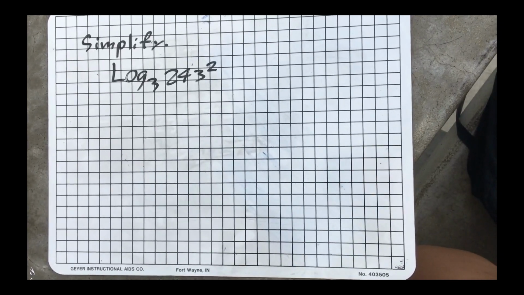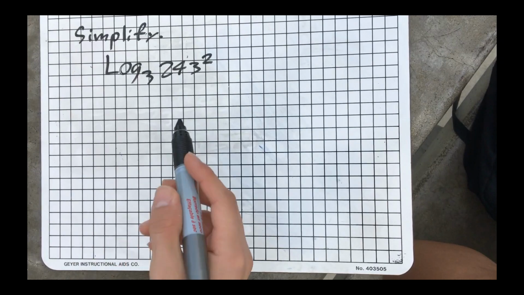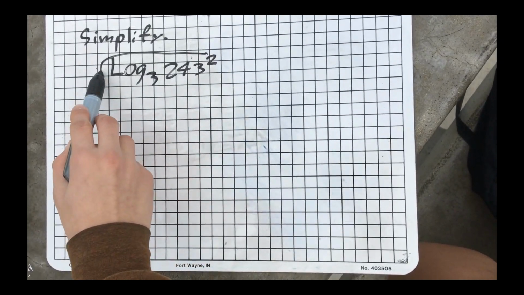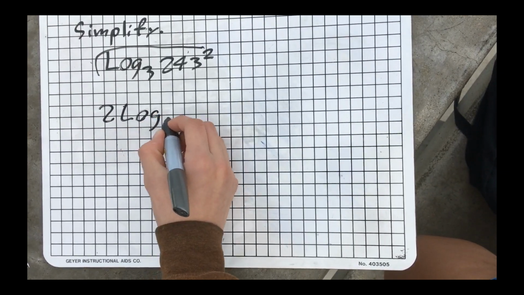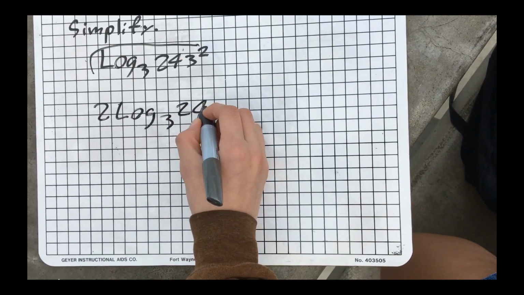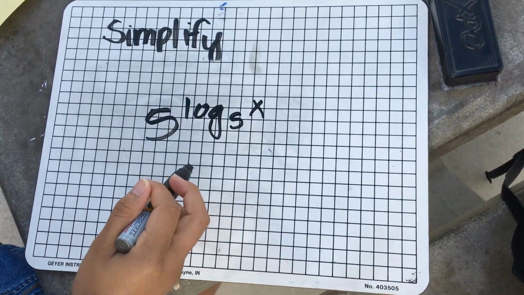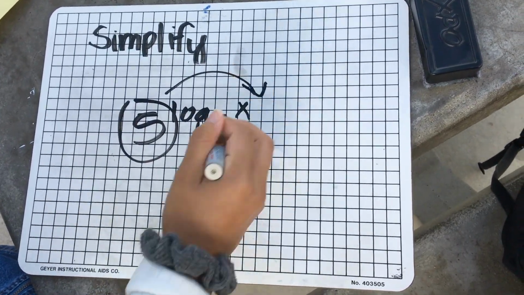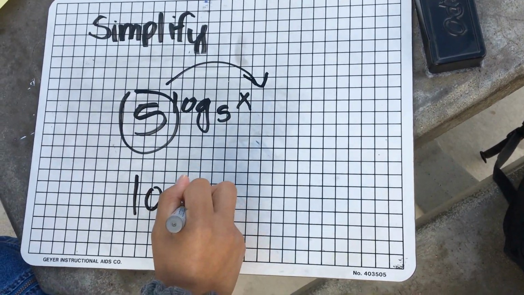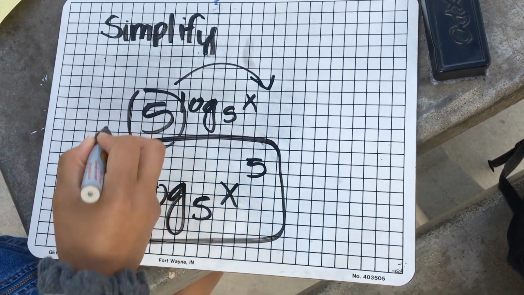To simplify log base 3 of 243 squared, the only thing you have to do is move the 2 to the front. So the answer is 2 log base 3 of 243. To simplify 5 log base 5 of x, you're going to move the 5 to the exponent, and it'll be log base 5 of x to the power of 5.